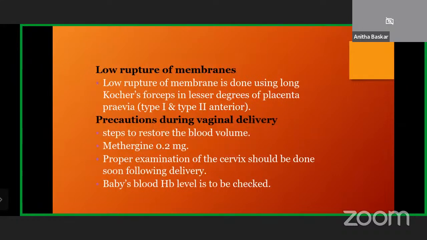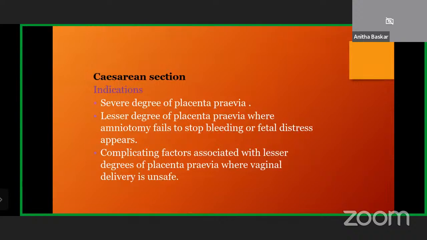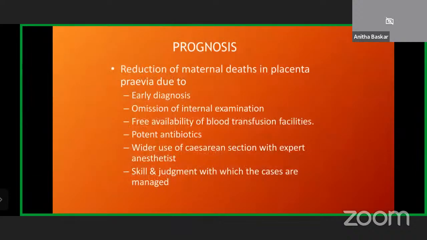What are the indications for cesarean section? One, a severe degree of placenta previa, that is type 3 and type 4, and a lesser degree of placenta previa where amniotomy fails to stop the bleeding or fetal distress appears, and complicating factors associated with the lesser degree of placenta previa where vaginal delivery is unsafe. Prognosis: the reduction of maternal death in placenta previa is mainly due to early diagnosis, omission of internal examination, free availability of blood transfusion facility, potent antibiotics, and use of cesarean section.